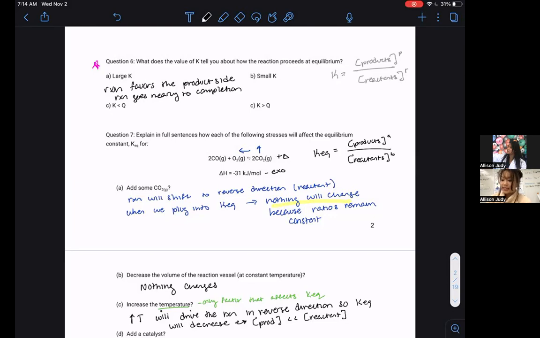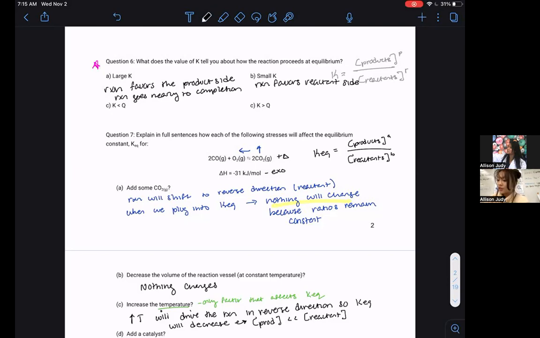If you have a small K, it's the exact opposite. The reaction favors the reactant side, and thus we would say the reaction basically does not go to completion. You can just continue on the concept.